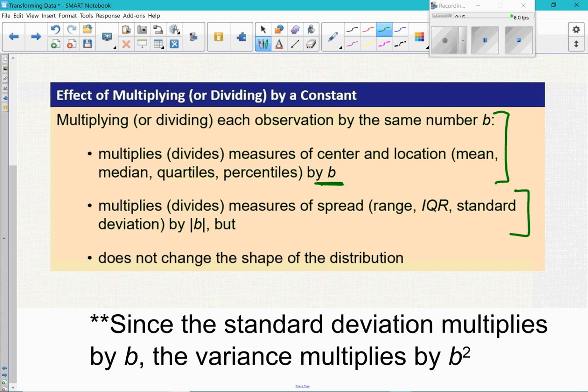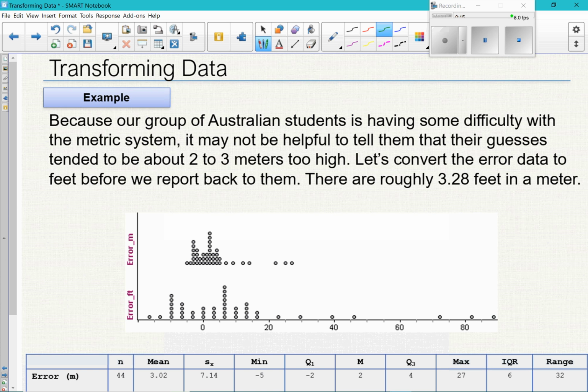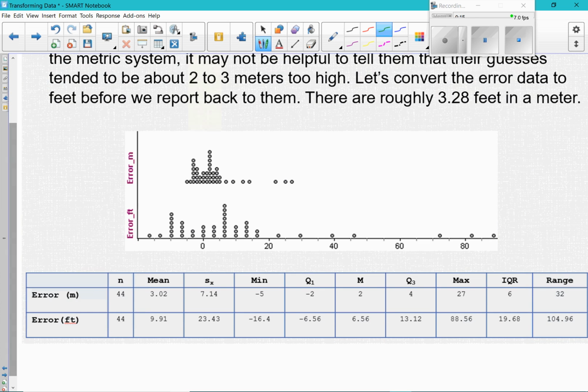Okay, one thing to take note of is the standard deviation. Since the standard deviation multiplies by b, the variance would multiply by b squared, since the standard deviation is the square root of the variance. Okay, so here's an example. It's kind of tricky to say that it doesn't really affect the shape. In terms of it affecting shape, we mean that it's still going to be right skewed, it's still going to be bell shaped, etc. But like I said, it's going to be exaggerated.